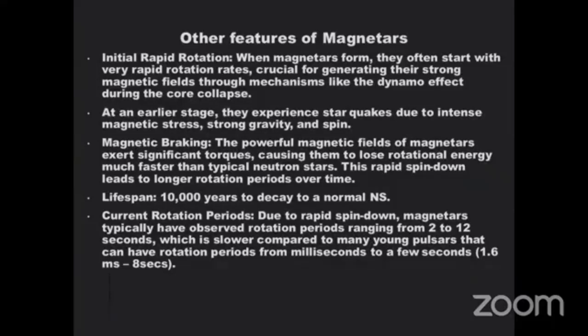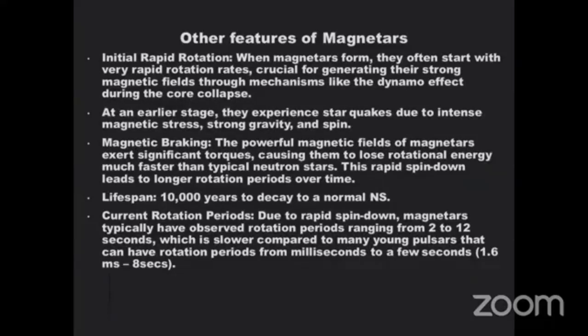until it loses a lot of its rotational energy. So magnetic braking: the powerful magnetic field of magnetars exerts significant torques, causing them to lose rotational energy much faster than typical neutron stars. This rapid spin down leads to longer rotational periods over time. So if you have a neutron star, due to this magnetic braking I just explained, it takes about 10,000 years for it to lose all of those enormous magnetic influences and become a normal pulsar.